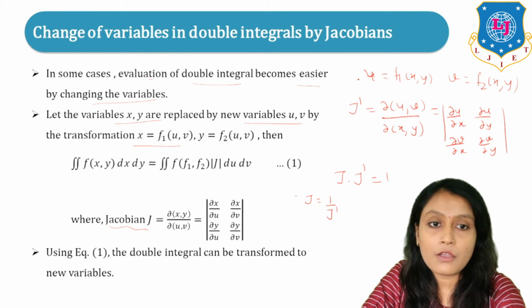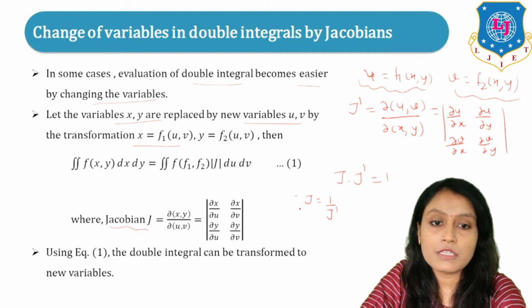So if in the question u is given as some function of xy and v is also given as some function of xy, then we will find this J dash, and from J dash we will find J by substituting J is equal to 1 upon J dash, and we will substitute in this formula to evaluate the integration. Okay, so let's begin with the example.